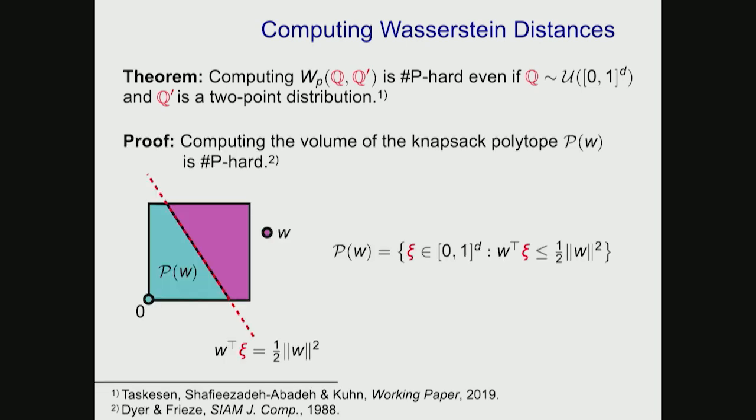So I'd like to sketch the proof. And to do so, I'd have to recall the definition of a knapsack polytope. A knapsack polytope is just the intersection of the unit hypercube in d dimensions with an arbitrary half space. Now, as any half space that contains 0 can be expressed as the set of all points that are closer to 0 than to some other point w, we can encode the knapsack polytope by this point w and denote that by P of w. Dyer and Frieze have shown that computing the volume of the knapsack polytope is a #P-hard problem.